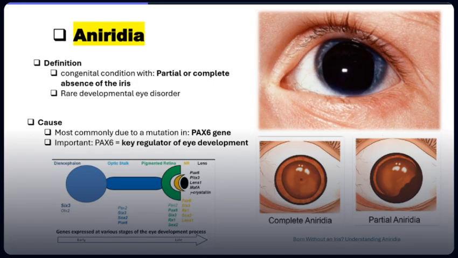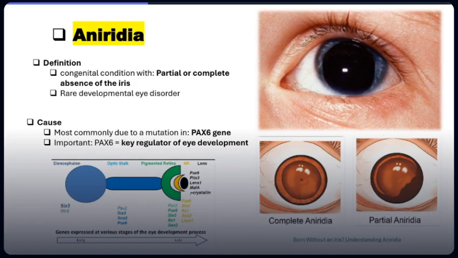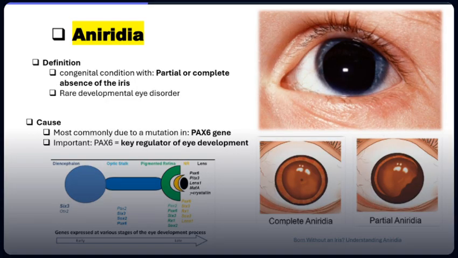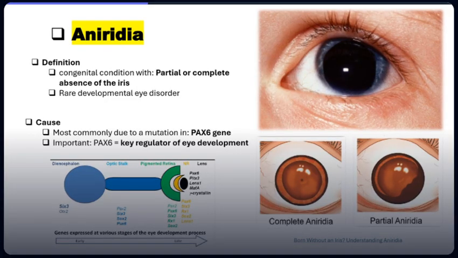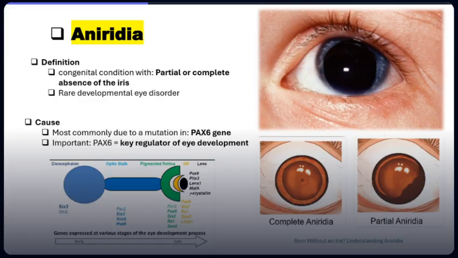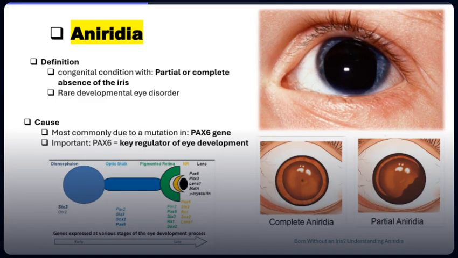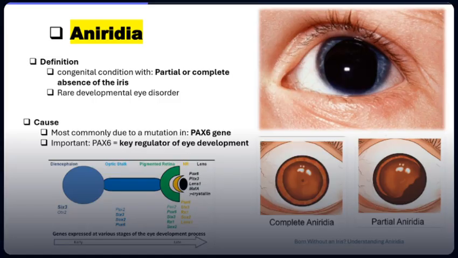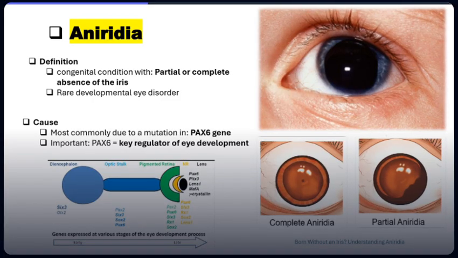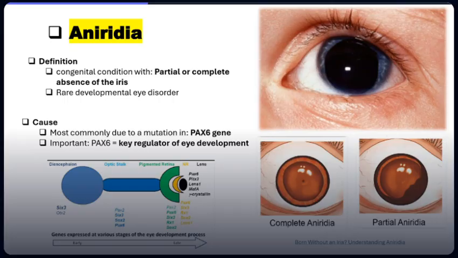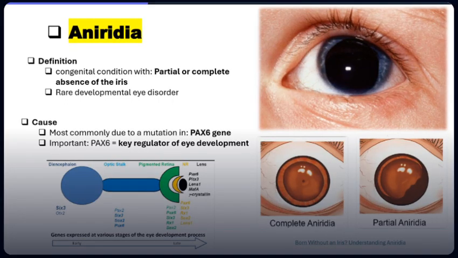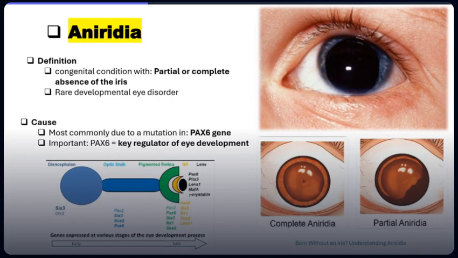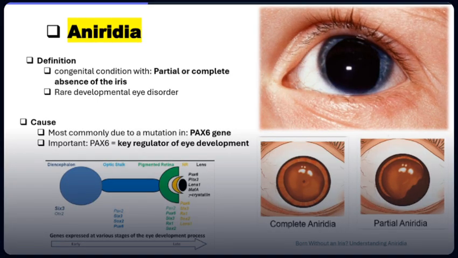Aniridia represents a profound developmental arrest where the iris fails to form, resulting in the partial or total absence of this light-regulating diaphragm, as seen in these clinical profiles. This pathology is rooted in a mutation of the PAX6 gene, which functions as the master transcription factor, orchestrating the entire ocular assembly line. Examine the developmental timeline provided.